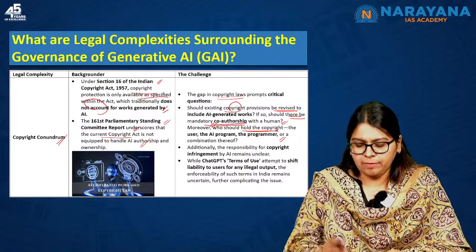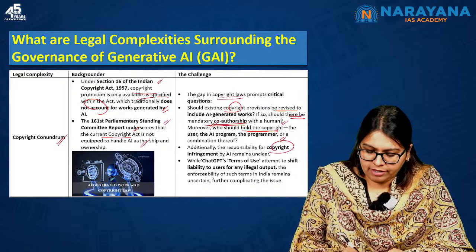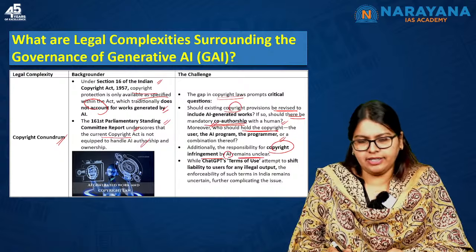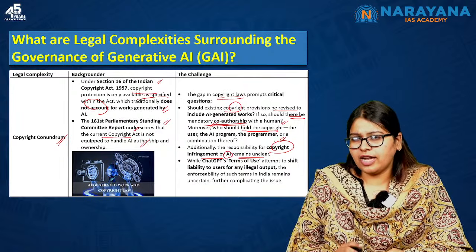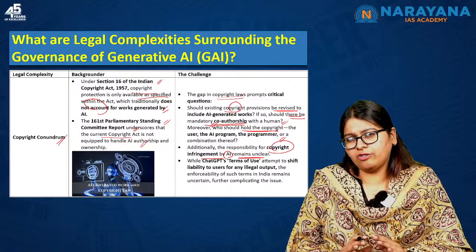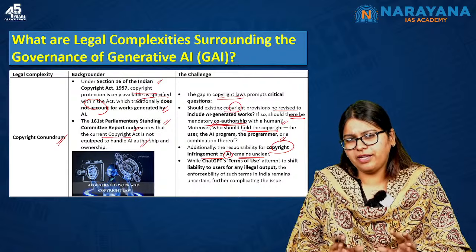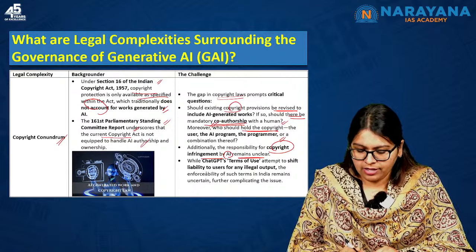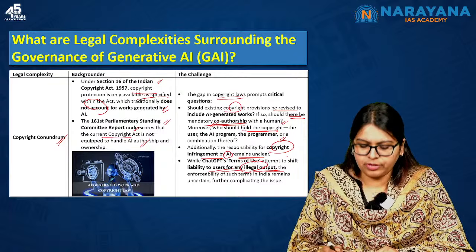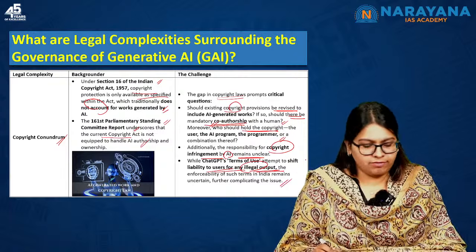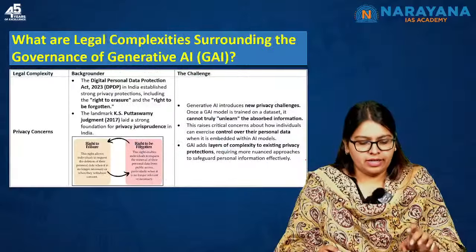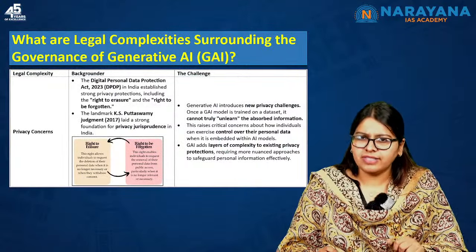And additionally, the responsibility for copyright infringement by AI remains unclear. However, if you see, ChatGPT in its terms and conditions had actually transferred all the blame and other things on the user, okay, so for any kind of illegal output that is actually generated, and this further complicates the issue. The last discussion is the privacy concerns, okay.